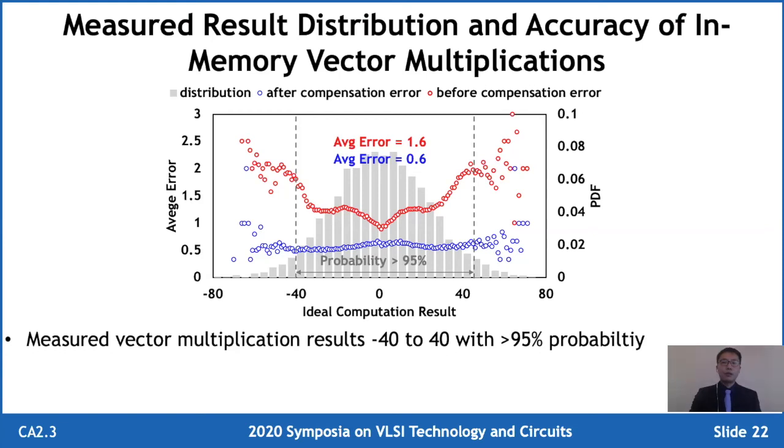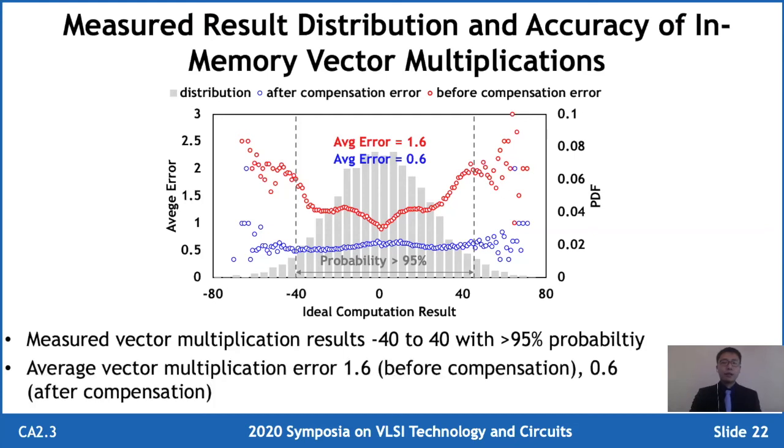The error is shown with scattered dots. We have measured that with increasing computation final result magnitude, uncompensated errors, in red, tend to be larger. An average of 1.6 is measured. This mainly comes from bitline leakage due to unbalanced zeros on both sides. The leakage error can be compensated in the digital domain. After compensation, the average error is reduced to 0.6.